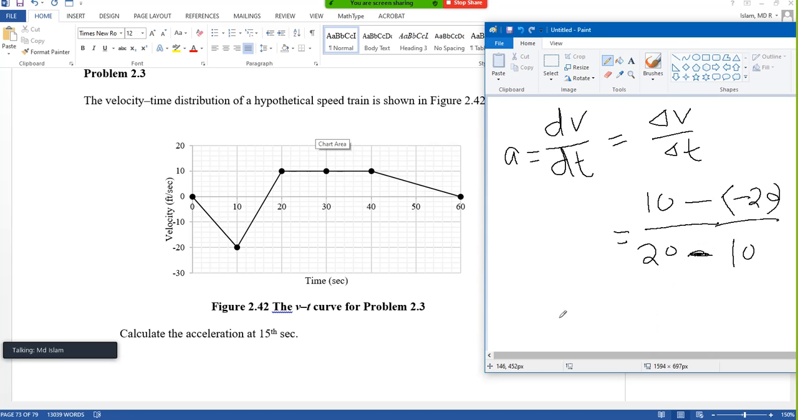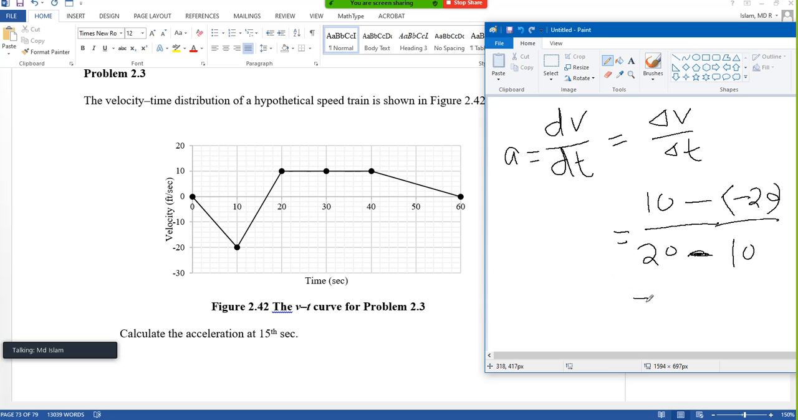Somebody may ask, I need the velocity at 15, so why am I taking this point and this point? Because this line is linear. It doesn't matter if you take a small portion here, a bigger triangle, or the entire triangle. The acceleration is constant from 10 to 20. So if the question asks for the acceleration at 12, 13, 18, 17, everything is the same because it's the same line. That is why I am taking the extreme points.